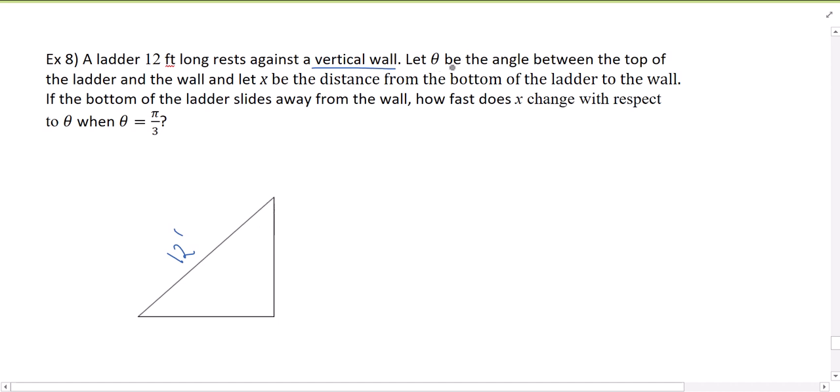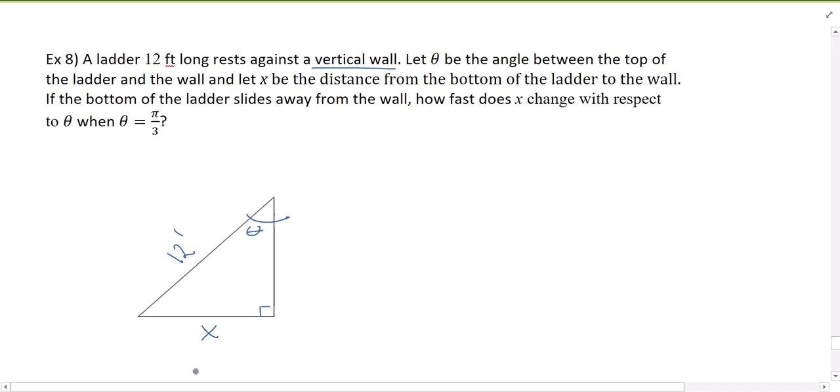And then it says theta is the angle between the top of the ladder and the wall. So theta is over here. This is our vertical wall. And what else do we know? X is the distance from the bottom of the ladder to the wall. So the bottom of the ladder is over here, the wall's over here. So this must be X.